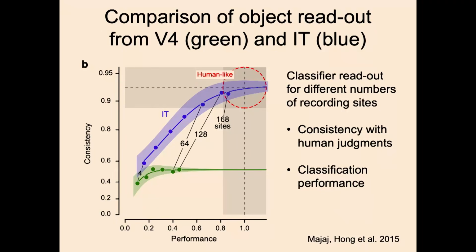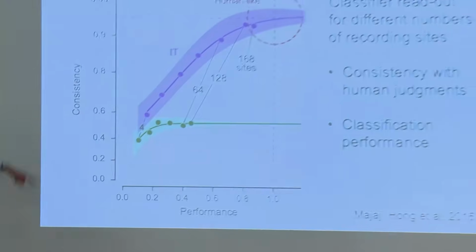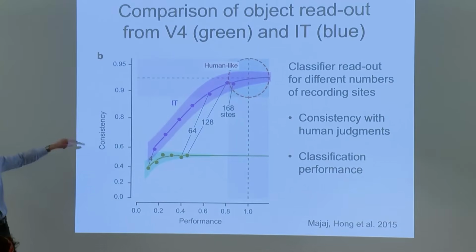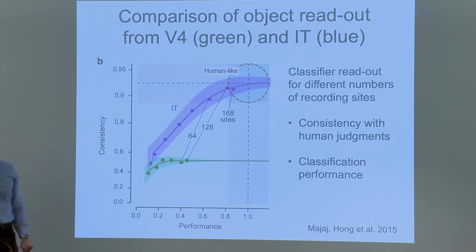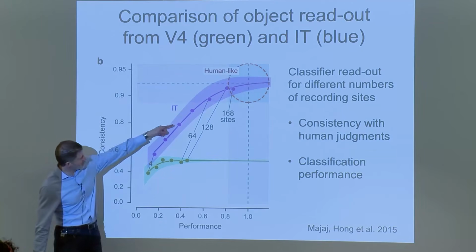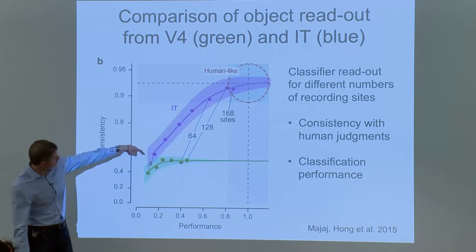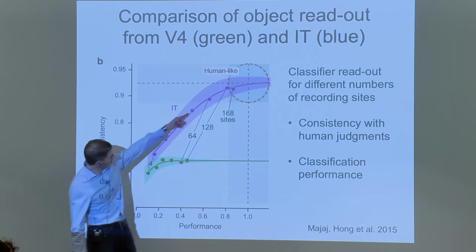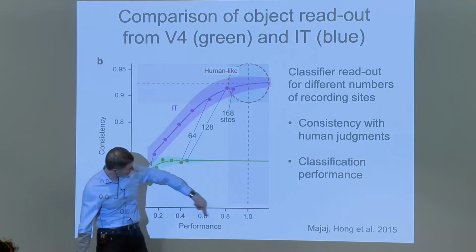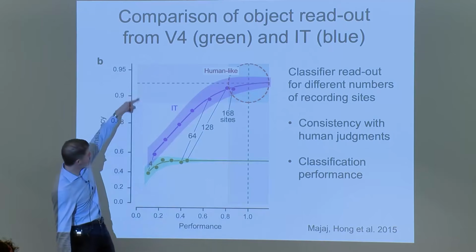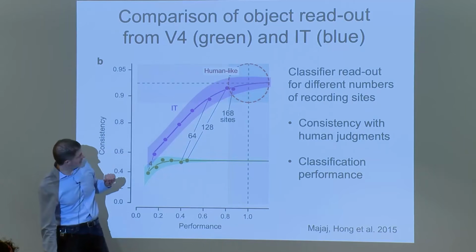So on the x-axis is classification performance, and on the y-axis is consistency. The blue curve here shows the results of this analysis for recordings from inferotemporal cortex. The different dots are different numbers of recording sites. And as the number of recording sites increases, the classification performance increases, and the consistency with human judgments increases.